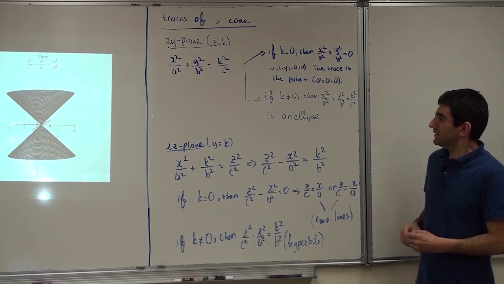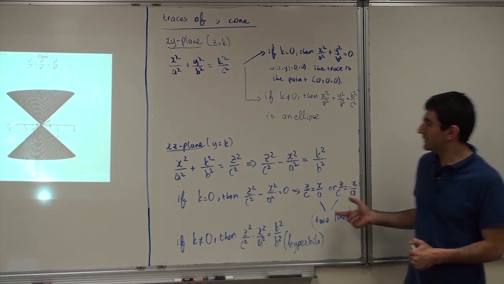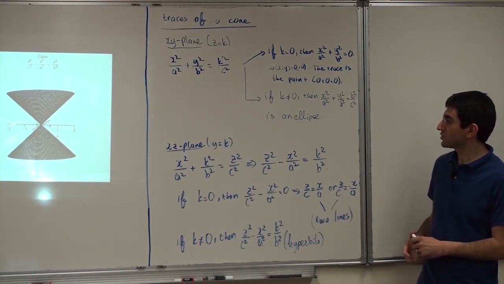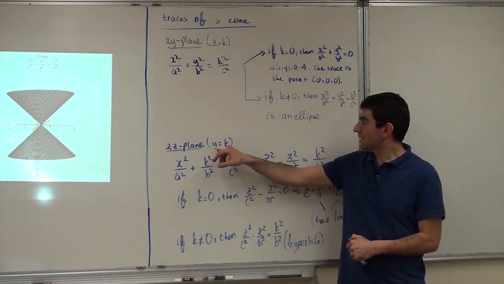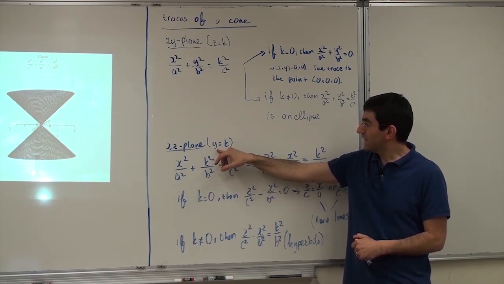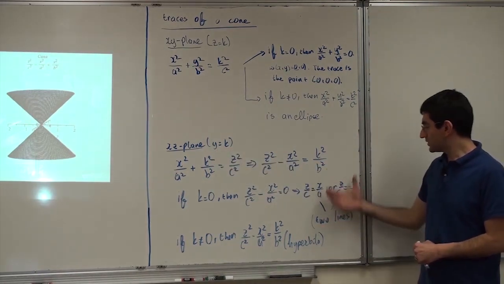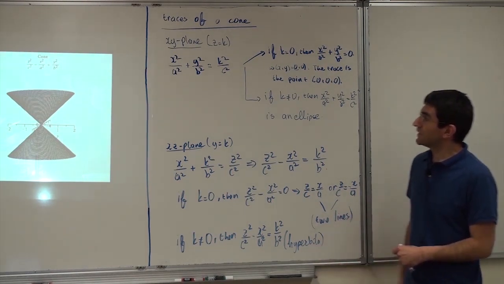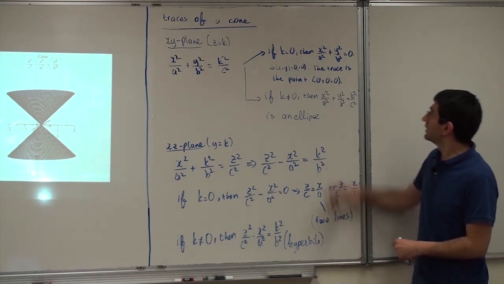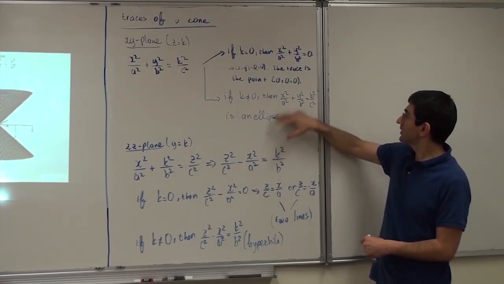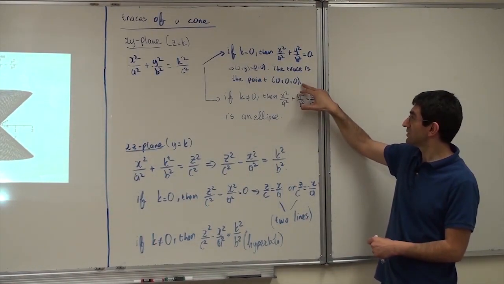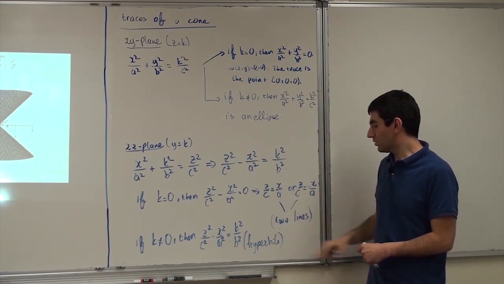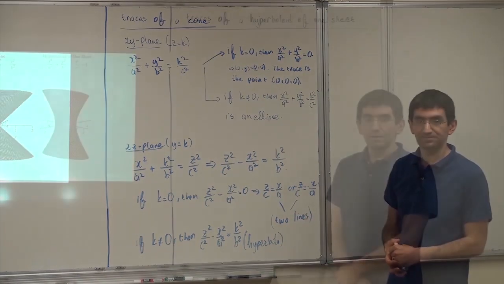So, the same thing is going to happen along the YZ plane. If I intersect this cone with the planes in the form of x equals k, I'm going to have the same traces. So overall, the traces of the cone are ellipses, or a point (0, 0, 0), or two lines, or a hyperbola.